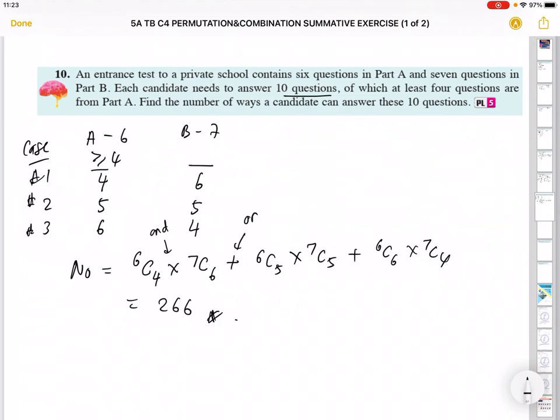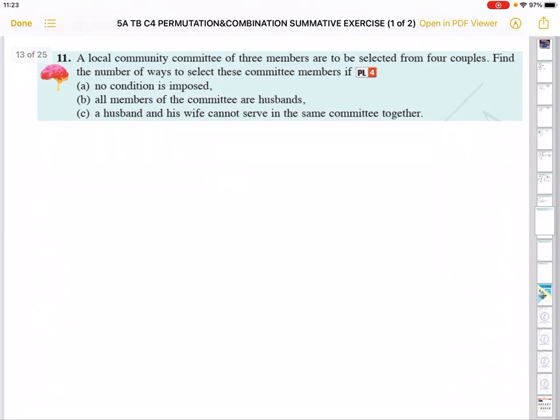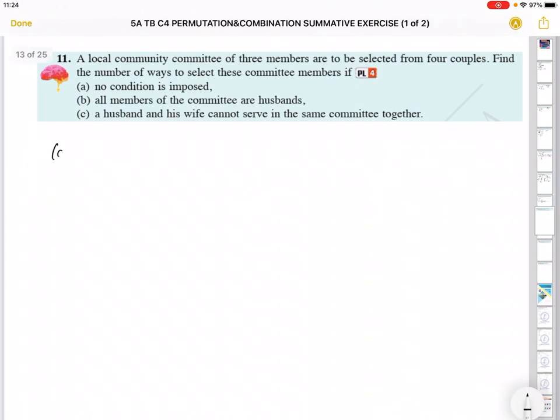Okay, next one, question number 11. A local community committee of 3 members are to be selected from 4 couples. Find the number of ways to select this committee if no condition is imposed. So if you have no condition, I can choose any, how many? 8 of them, right?